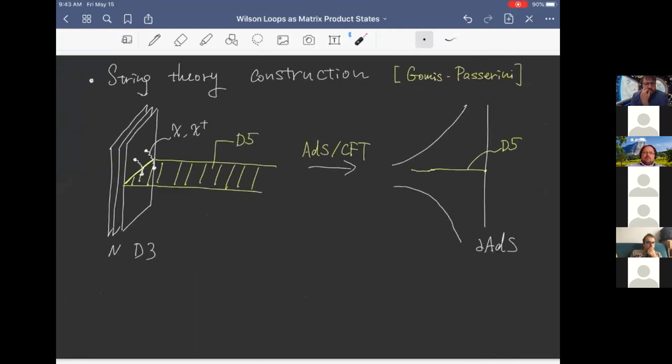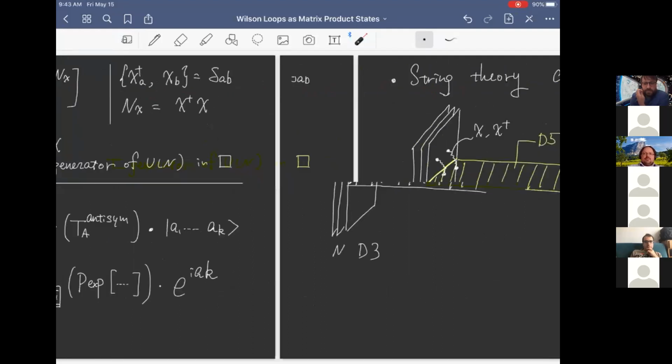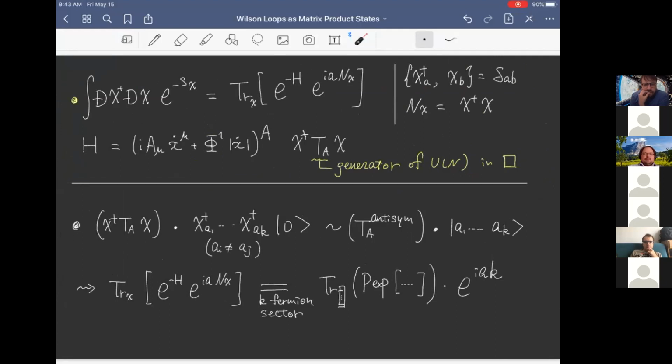There is also a string theory interpretation or construction, which is discussed by Gomez and Passerini. Sorry, could we look a bit longer at the previous slide, just to digest? Yeah. So when you say H acting on what? How does it act? H acts on the space of fermions. The T^A are just fixed C-number matrices, and this coefficient in front is also a C-number at this level. Okay.